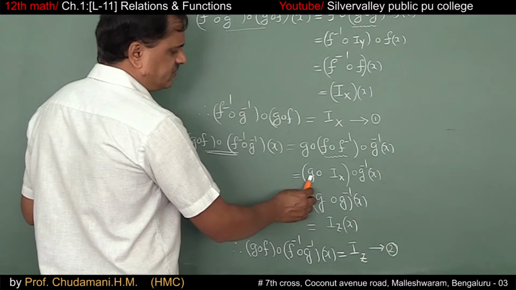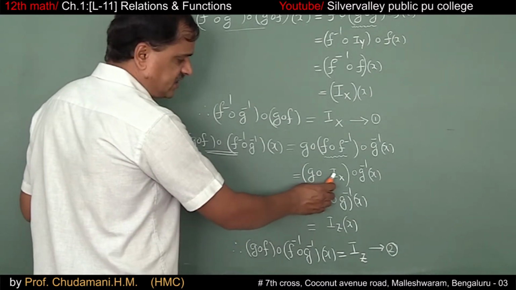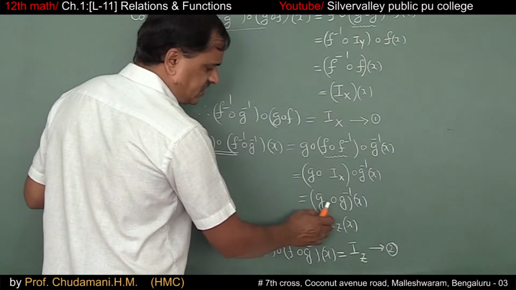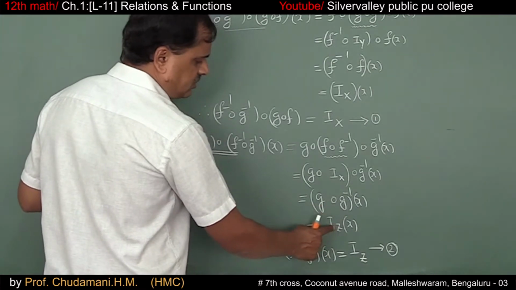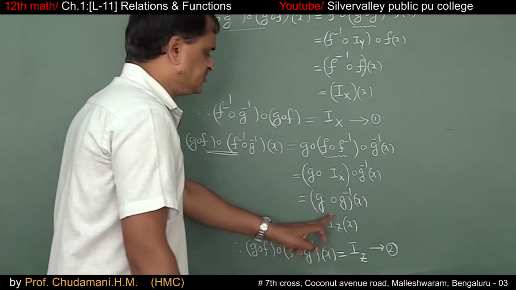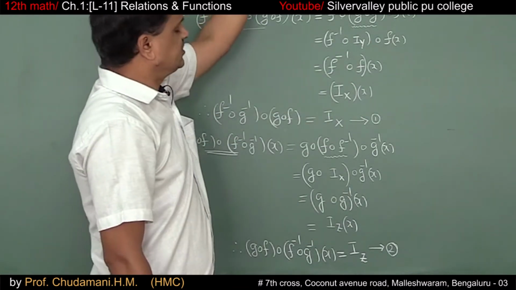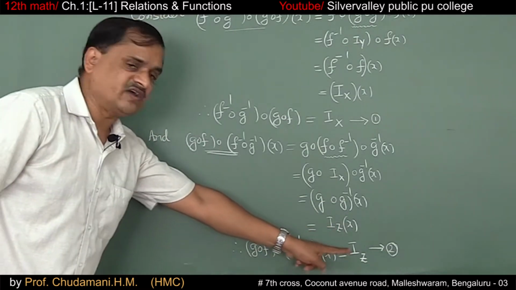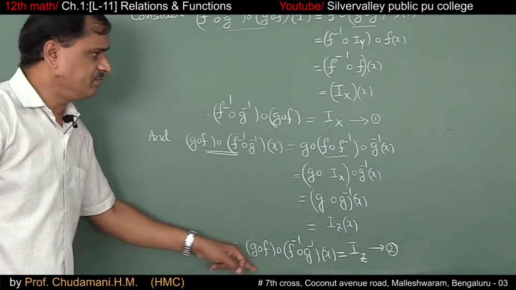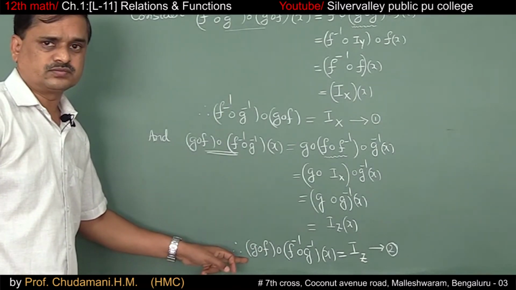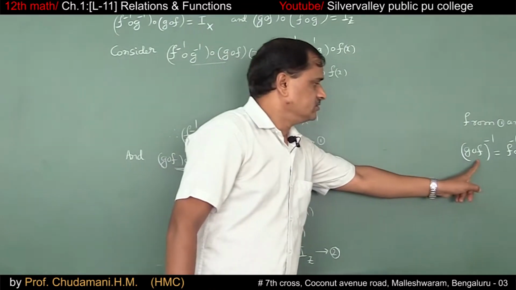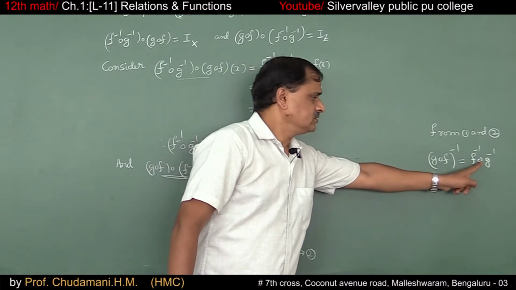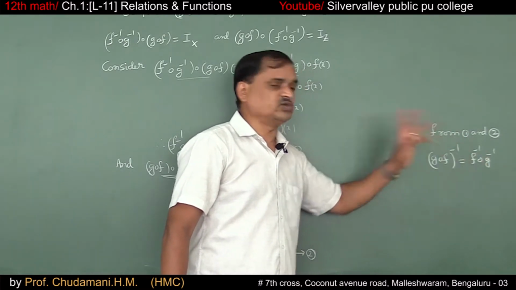So g of identity function is g only. So again, g inverse composition g is again an identity function on the set Z. G inverse means Z to Y, identity function on the set Z. Okay, so this is I of Z. Call it equation 2. From 1 and 2, (g o f) whole inverse is equal to f inverse composition g inverse.